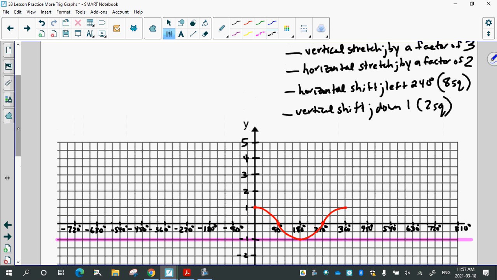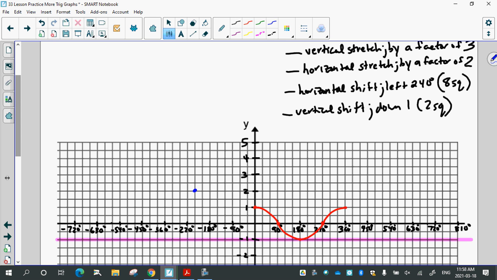Okay, so vertical stretch by a factor of 3. So I'm tripling the distance from the x-axis, so up to 3. Horizontal stretch by a factor of 2, I'm still staying in the same spot. Left 8 squares, 1, 2, 3, 4, 5, 6, 7, 8, down 2. So make sure you can get to that spot for your first point.